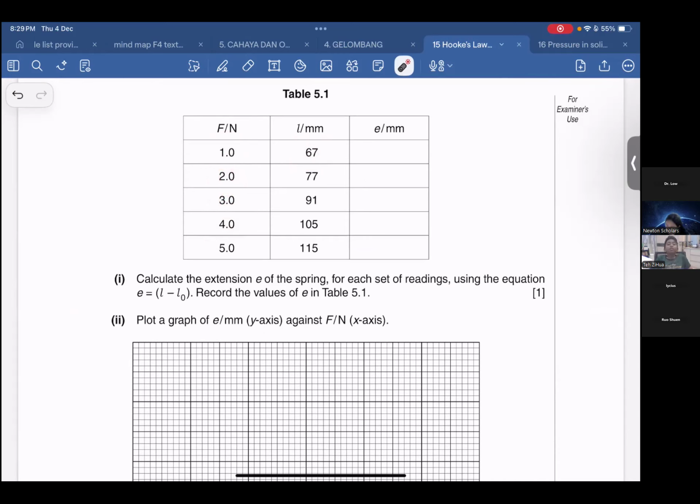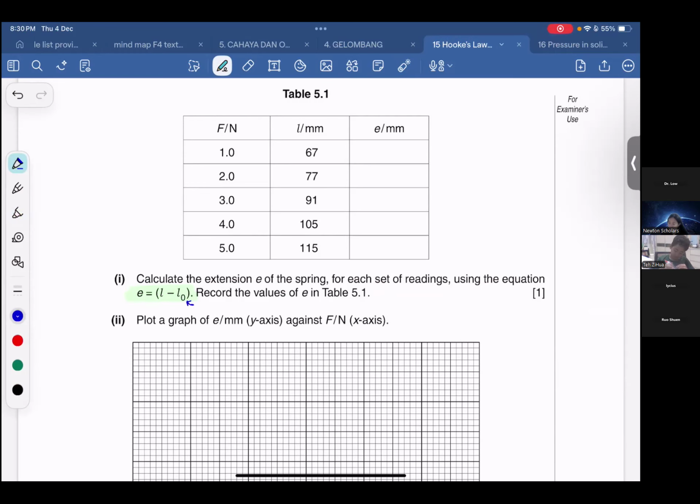Okay, next, calculate the extension for each set of readings using the equation. So here, this is the equation. You see, Paper 6, they will tell you everything. You just follow and be careful with all the technique. Don't simply skip any sentence. Then here, e equals L minus L0.